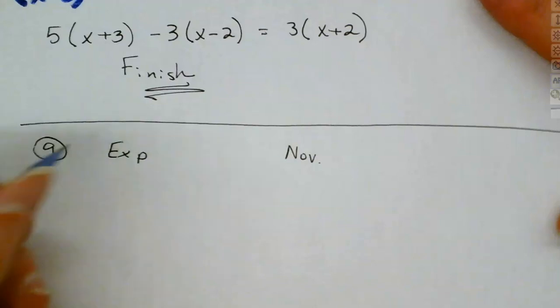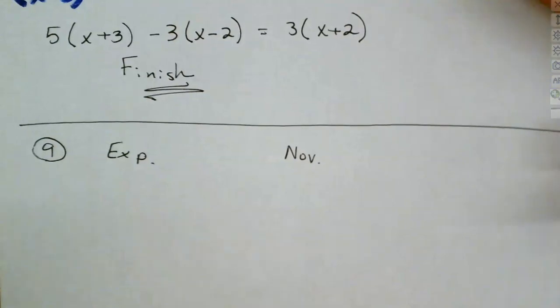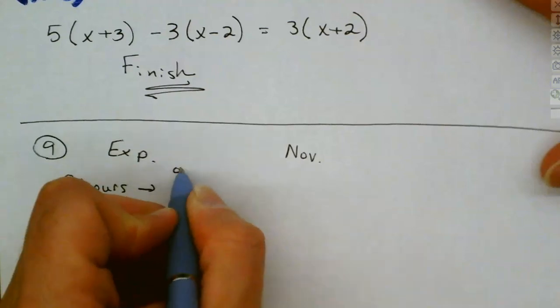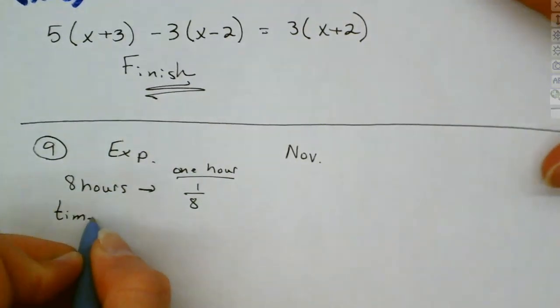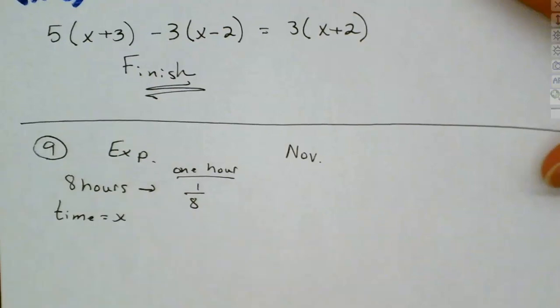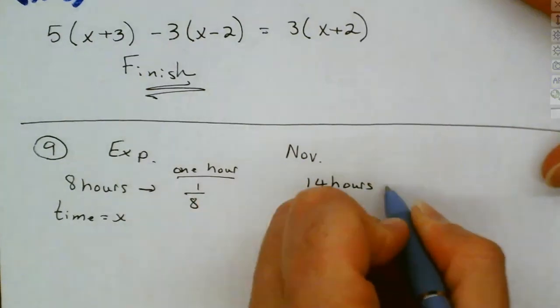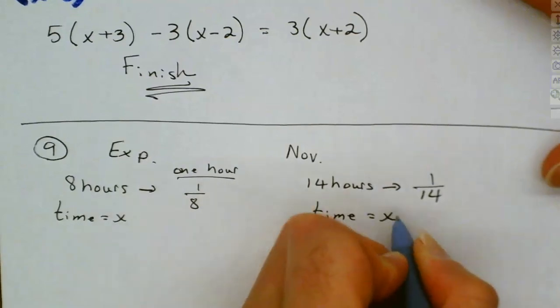So the novice person and the experienced person, we'll start with the experienced person first. With the experienced person, it takes him 8 hours to do that return. So how much is done in 1 hour? Okay, someone said it. 1/8, right? Time is unknown, so we use an x. The novice accountant, for the novice it takes 14 hours, right? So that means we use 1/14, and the time is x.